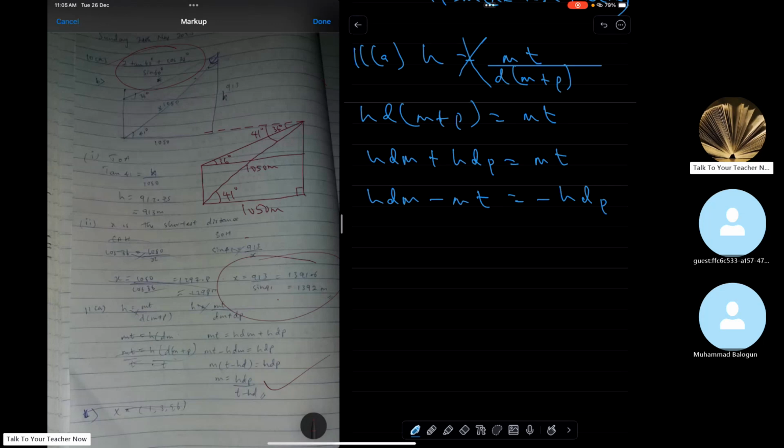Let me check. This step is correct. MT equals HDM plus HDP. Beautiful. MT minus HDM equals HDP.